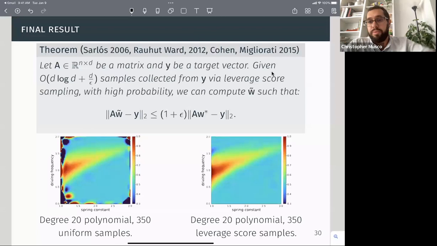If I take 350 uniform samples, I get the image on the left. So tons of artifacts around the edges. I do not do a nice job approximating the function. If I take the same number of leverage score samples, I pretty much nail exactly what that function looks like in two-dimensional space. It's a simple to implement method because the leverage scores have this clean closed form expression. You just compute them and sample by them, and then you solve a weighted least squares regression problem to get our final fit.